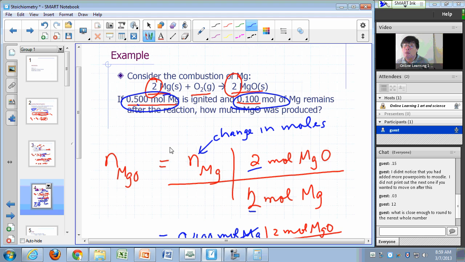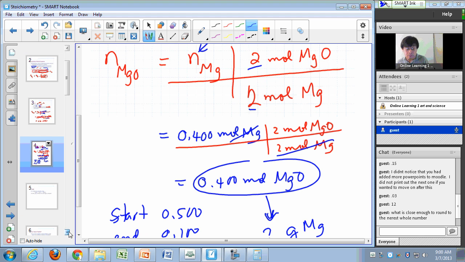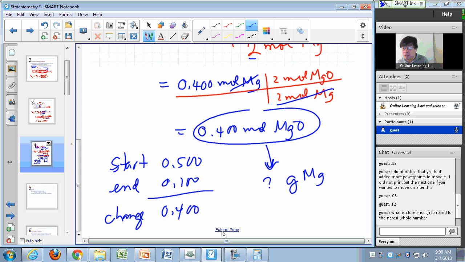What if I knew how many grams of magnesium I had before and after? Then whatever change I have in magnesium, I change it to moles. So if I'm given the amount in grams, then I change it to moles. It's important for solving stoichiometry problems, it's a good strategy to change all the information that you have to moles, figure out the change in moles, and then you can convert whatever that answer is in moles back to grams if you want to. In this particular case, you multiply it by the molar mass.